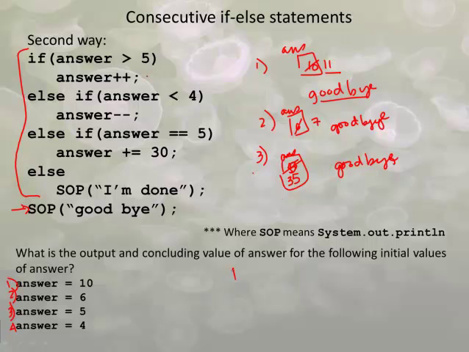Let's do the last one down here. Number 4, the value of answer is 4. 4 greater than 5, false. This does not occur. 4 strictly less than 4, false. This does not occur. 4 equal to 5, false. This does not occur. This is the last one. Else, I'm done, so I'm done prints out. Also, goodbye prints out, because that's the next line of code. The final value of answer never changed. It is still 4.